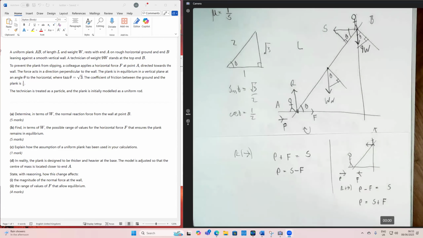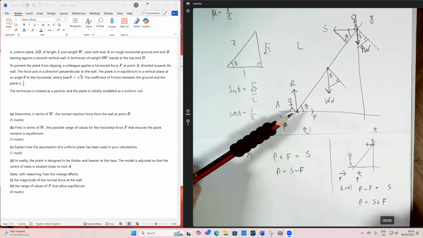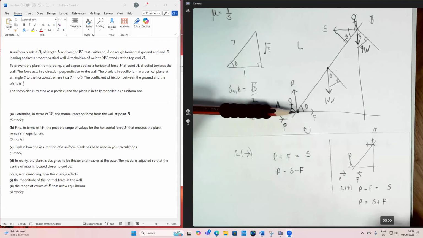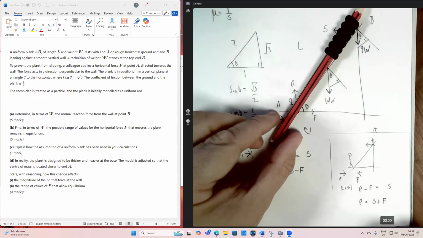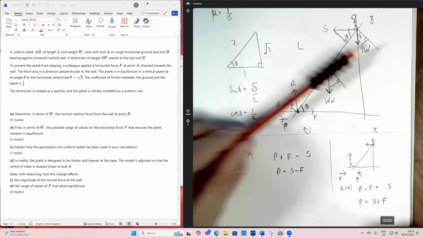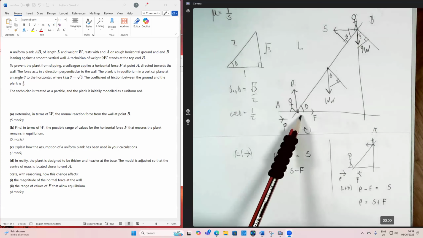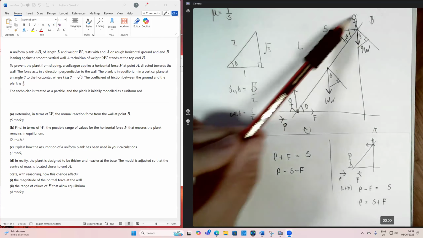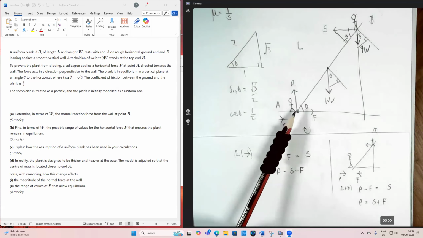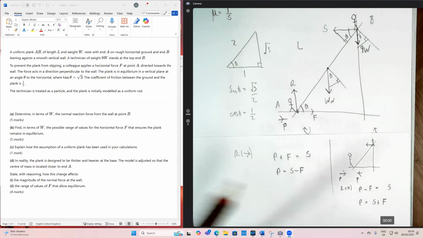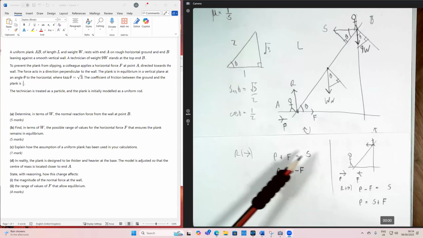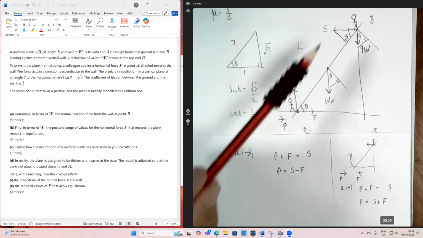Now that is such an important point and it's so subtle. So let me just re-emphasize that for the sake of clarity. In this whole situation, this uniform plank remains in equilibrium. In the first scenario, a horizontal force is applied that is just sufficient to stop the plank from sliding down the wall, okay? And because friction acts in the opposite direction to which the plank's about to move, the plank's going to slide down the wall, so friction will be acting towards the wall. That's this scenario. So P add F equals S.